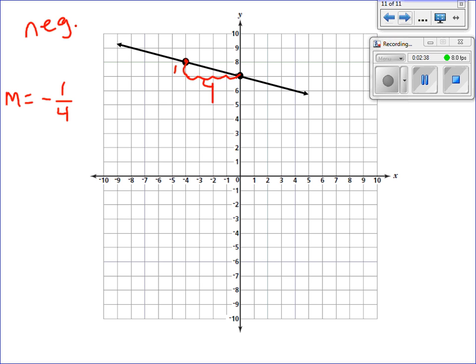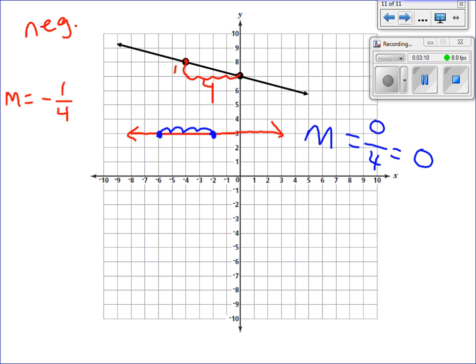Let me show you what would happen with a horizontal line. We know by definition that this is a slope of 0, but I'm going to show you why. So remember, vertical change over horizontal change. Let me just pick two coordinates that are on my graph. How much does it change vertically? Well, it doesn't. It doesn't change at all vertically, so that's a 0. How much does it change horizontally? 1, 2, 3, 4. 0 over 4, 0 divided by 4 is 0.